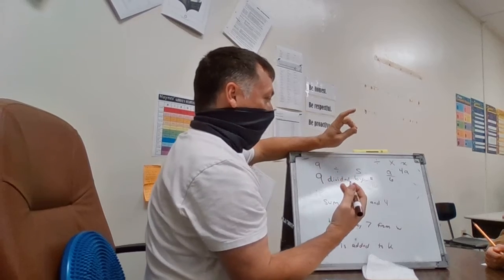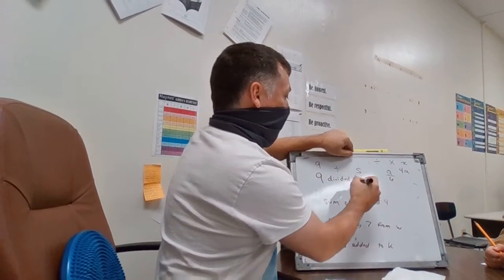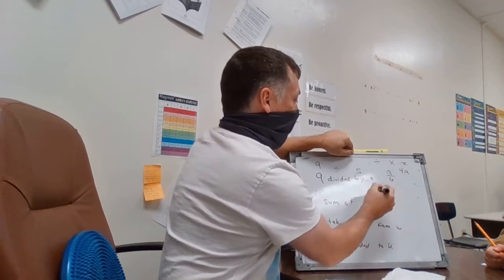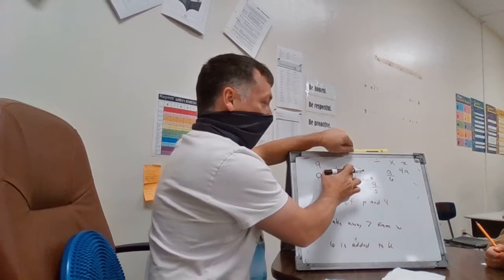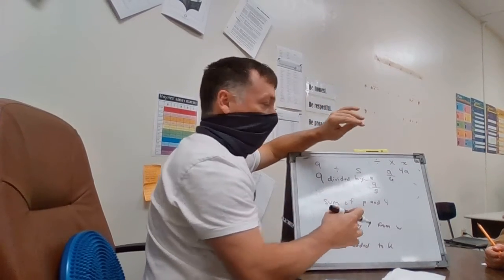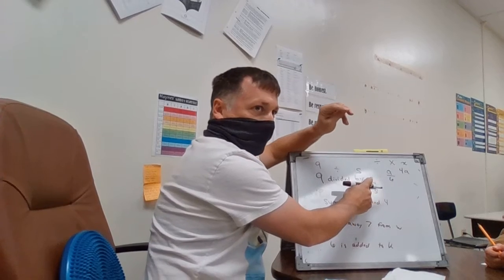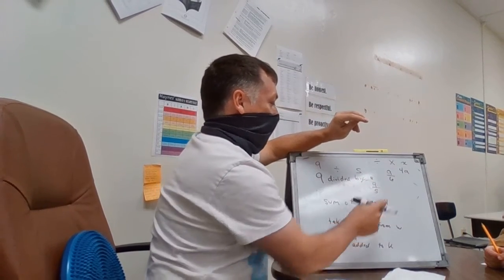What you need to progress to by 7th grade is something like 9 divided by S. This is fine for 6th grade, but by the end of the year, which is coming up pretty quickly, we need something like this.